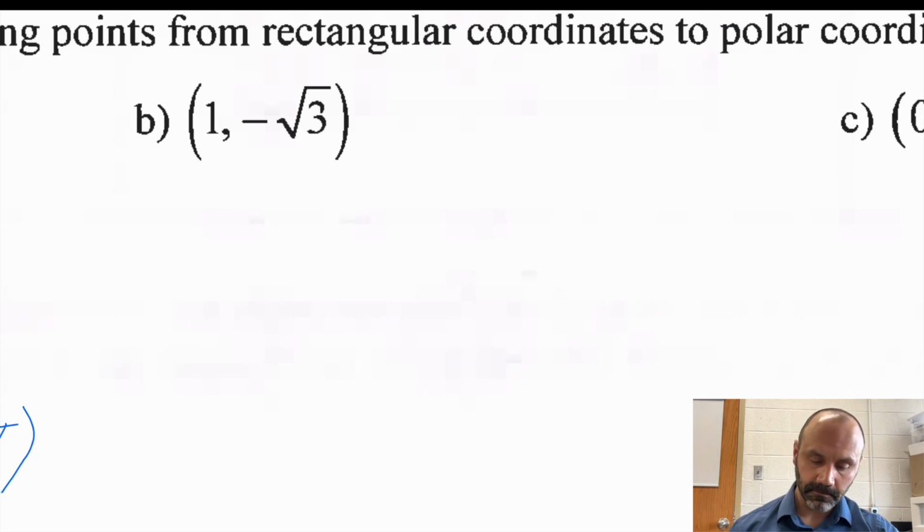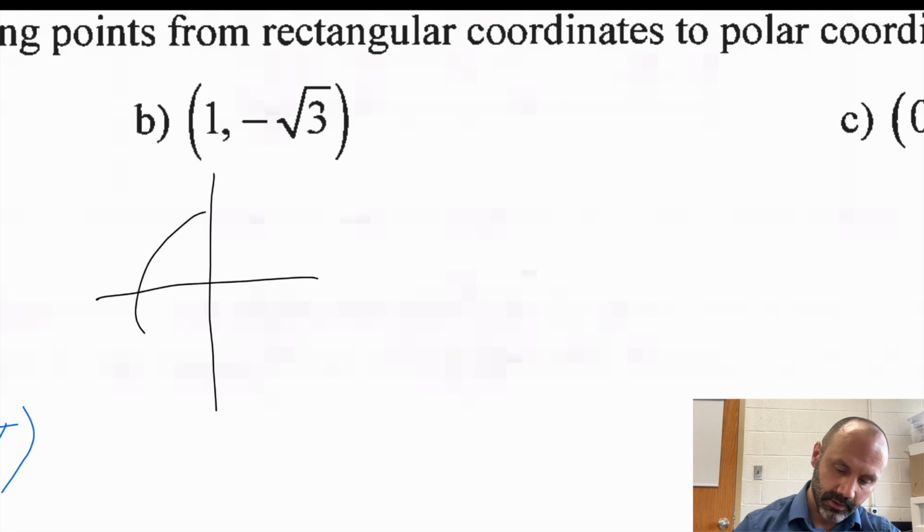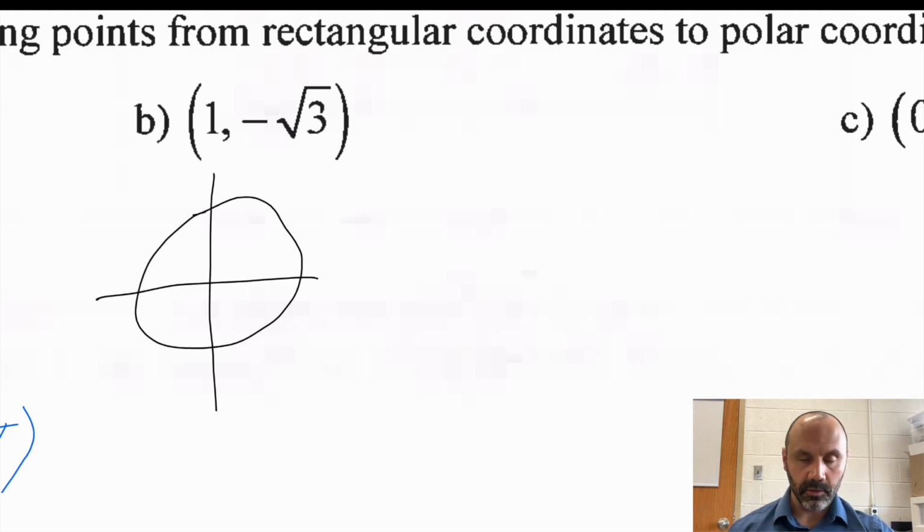Okay, next one. Again, I'm going to draw this just to get a visual on where I'm supposed to be. So 1 comma negative root 3, that's going to be down here somewhere, right? Since I'm going over 1 and down root 3, I'm farther down than I am to the right. So it's going to be over in this region. And let's see what we can get.